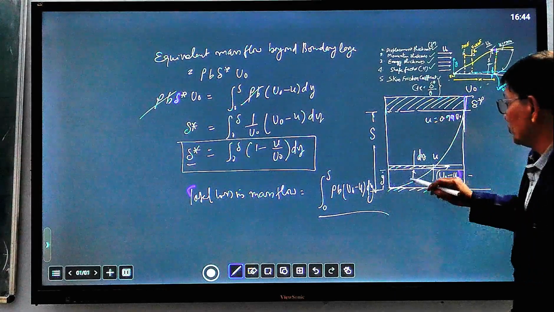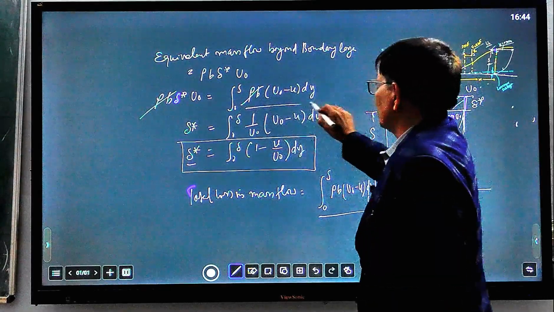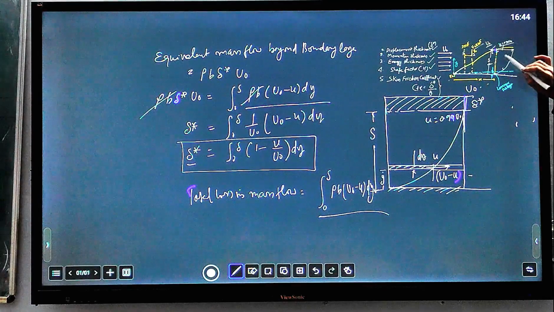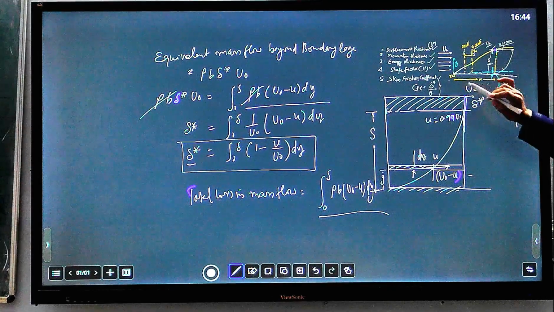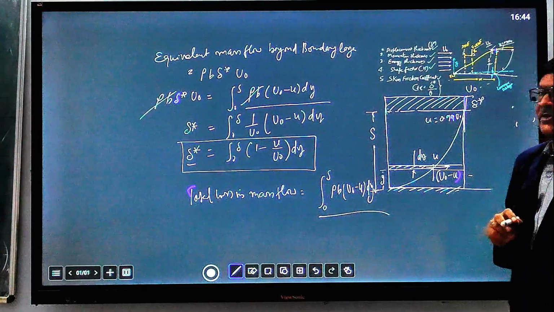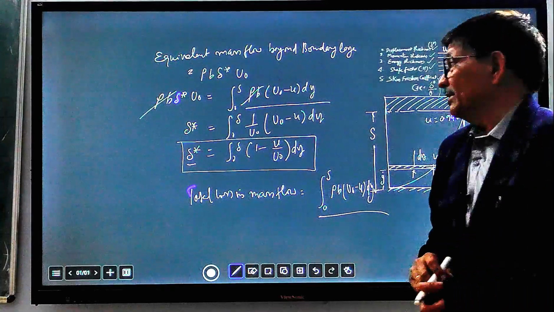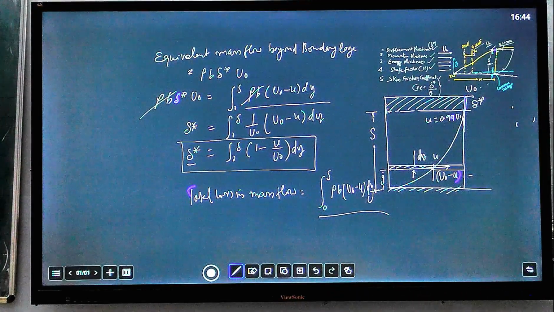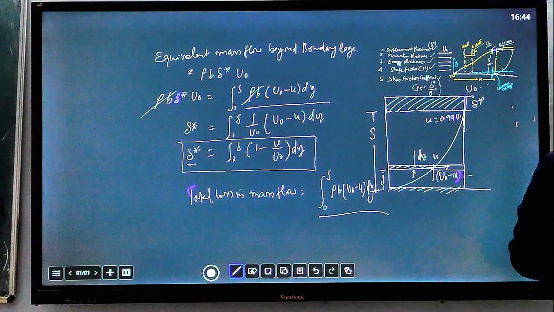This amount of fluid was lost, and it is compensated by the thickness of the fluid beyond the boundary layer, that will equate. So this is equal to this one. It is a very, very important concept, the displacement thickness, because mass is displaced beyond the boundary layer due to formation of the boundary layer.